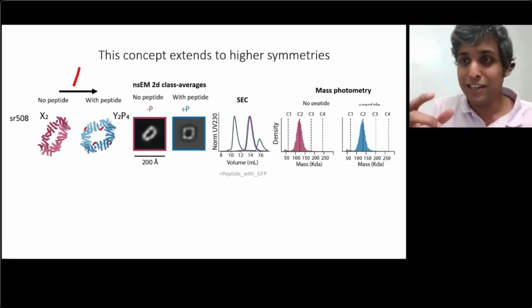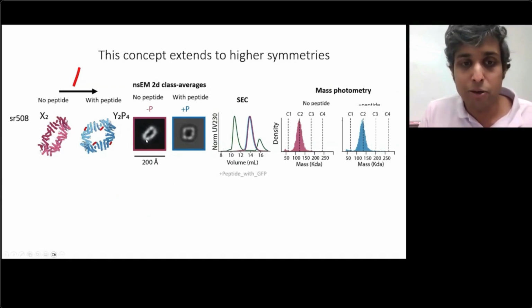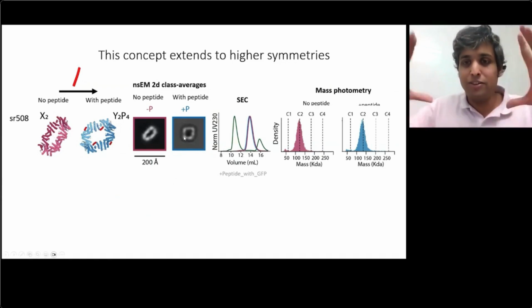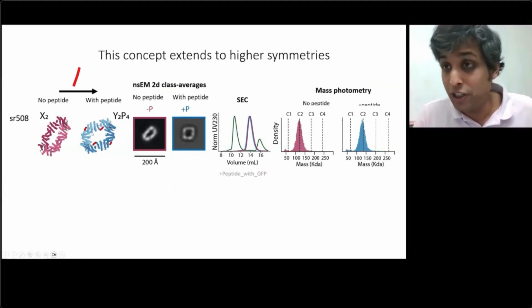To address this, we also tried to see if we can have systems that retain their overall number of subunits but change their shape. Here's an example where there's a ring made up of two subunits that, when you add in the peptide, goes from being this narrow slit to being this wider hole. And we can interrogate the binding of this peptide using SEC if we tag it with and without a GFP tag.